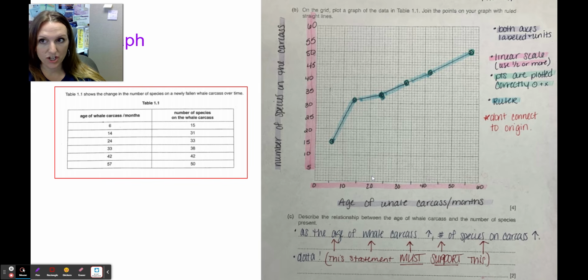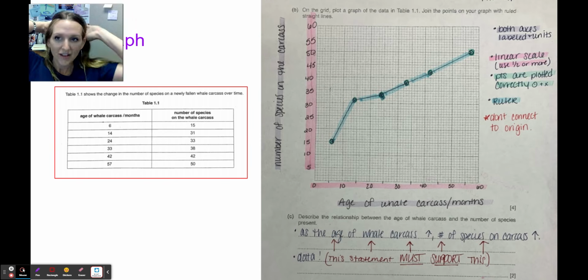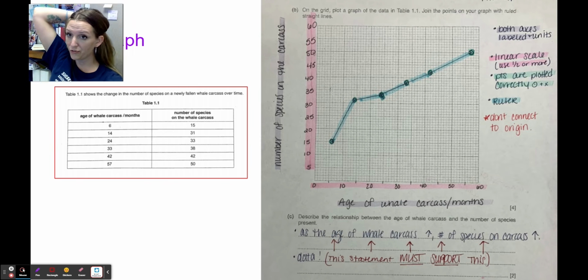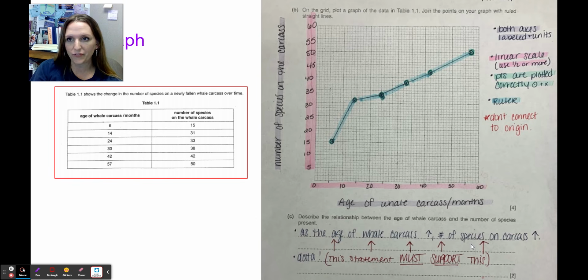Occasionally, you might get something where you have 2 very different numbers together. For example, what if it said age of the whale carcass in months, number of species on the whale carcass, and then next to it said number of species on a shark carcass? Something else. If those numbers are so different, then you might need to make another axis right here, if you're comparing 2 different things that have extremely different numbers. Otherwise, if their numbers are pretty similar, you can keep it on the same scale, on the same axis.